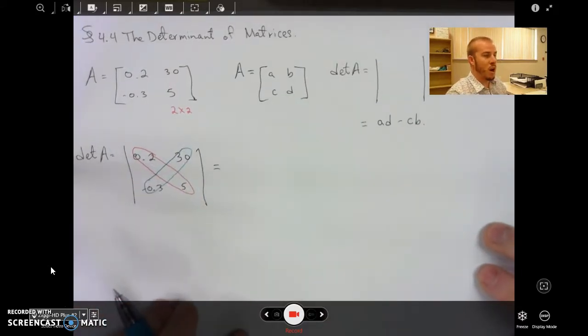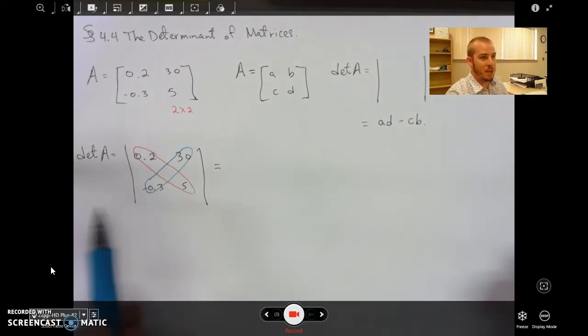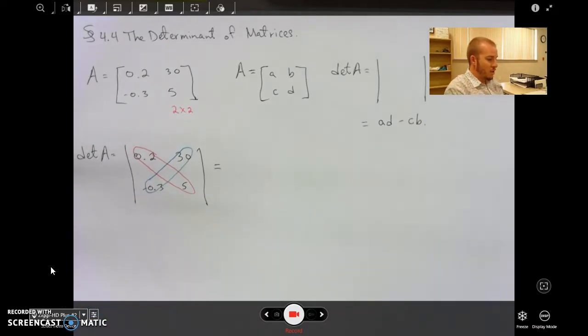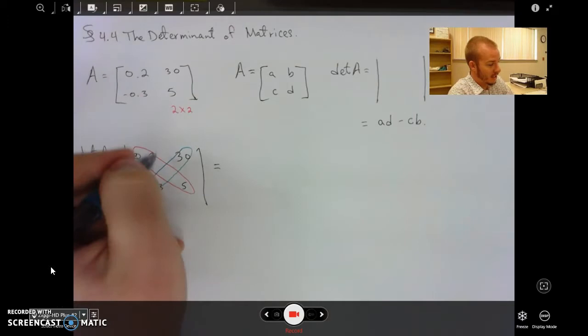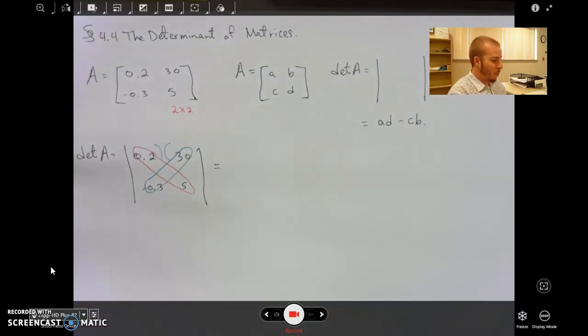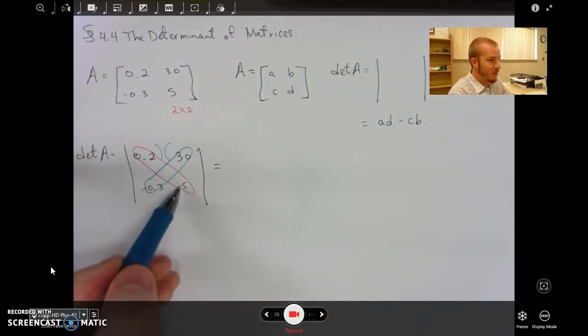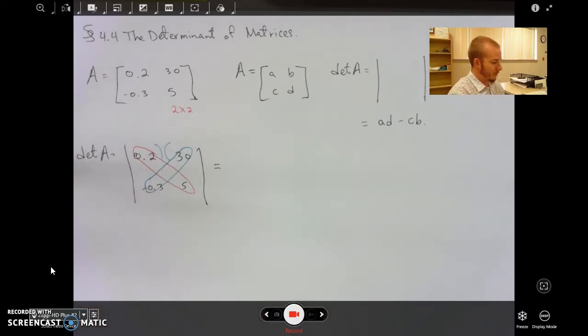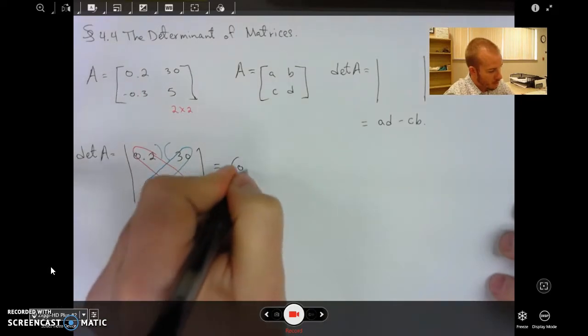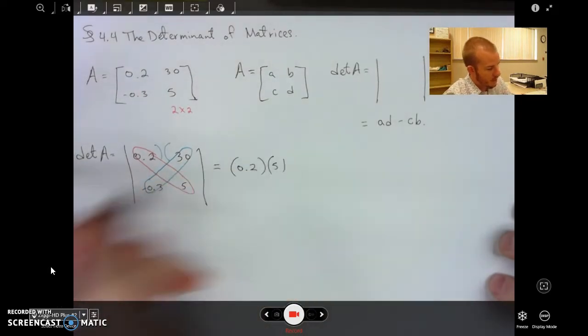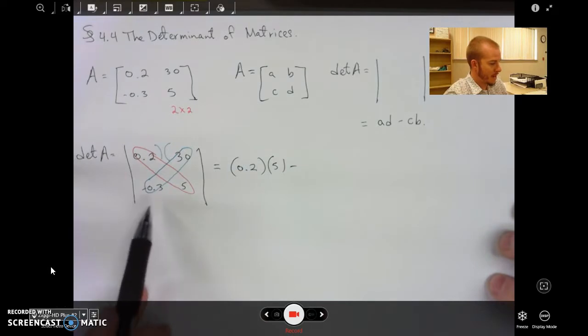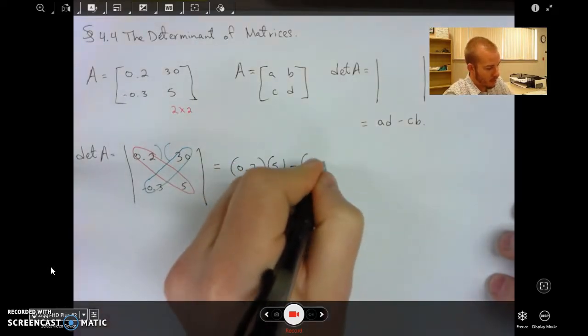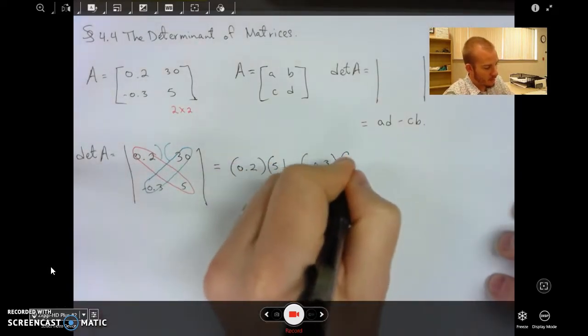If you remember when we did cross multiplication, this is not cross multiplication, but Travion actually said last year, that's the butterfly thing. Well, we're going to do something like that, and it looks like a cool butterfly. Look, oh, pretty. So we're going to multiply 0.2 times 5, and subtract negative 0.3 times 30. So let's do that right now. You're going to get 0.2 times 5, minus negative 0.3 times 30.